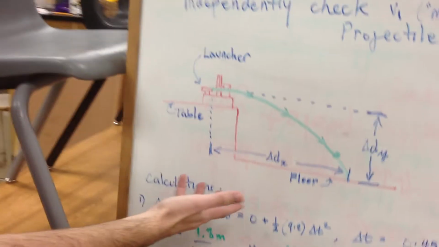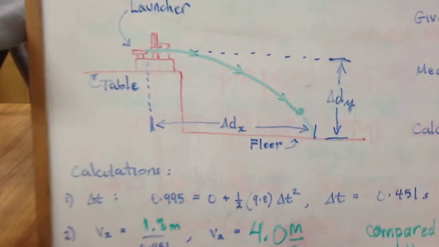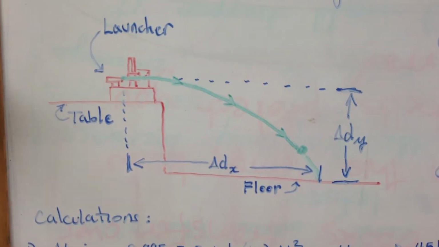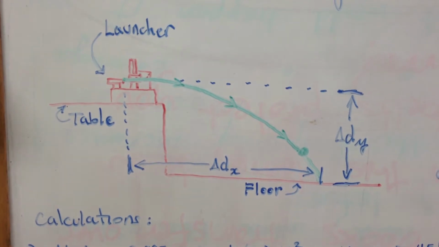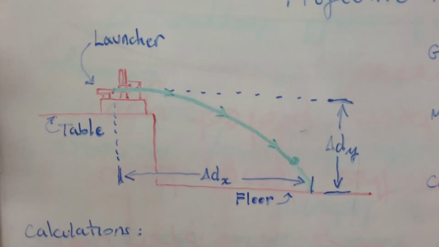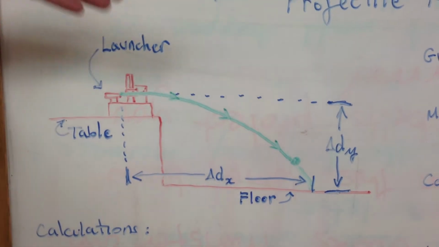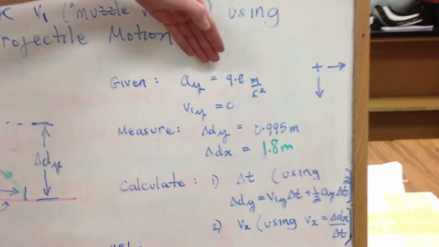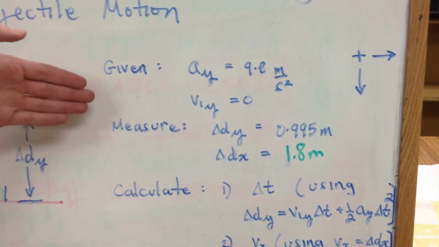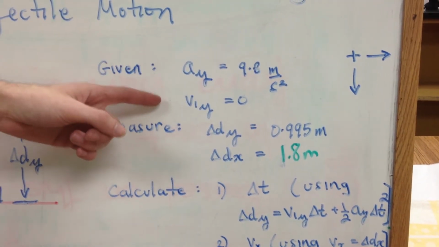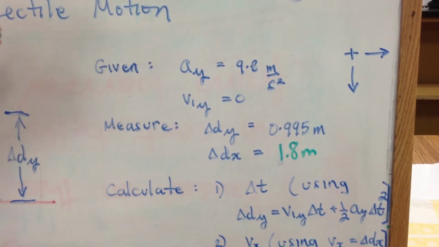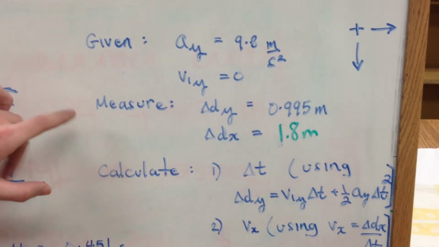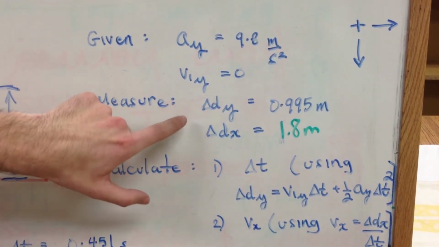As I said, here's a diagram of how we launched the ball. Basically, we are going to look at the movement in the x direction and in the y direction. Over here, in the y direction, you know that gravity is 9.8. We know that the initial velocity in the y direction was 0. It started at 0 and fell down. And we are measuring the displacements.